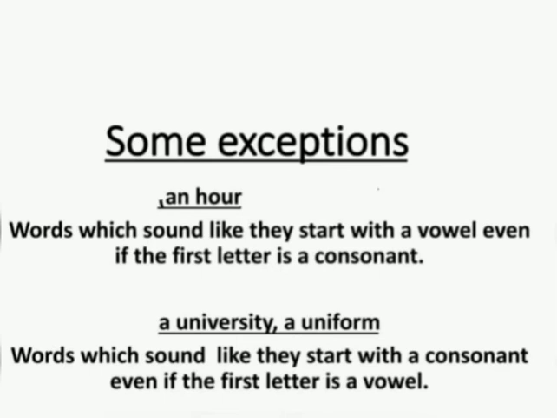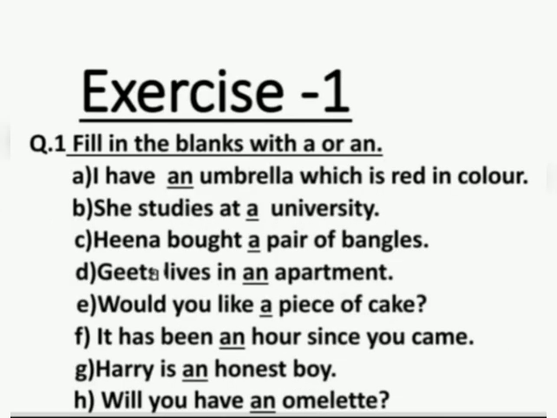In the words university and uniform, though the first letter is a vowel, they sound like a consonant. So we are writing a in front of these words. A university, a uniform. Now let us start exercise number 1. Fill in the blanks with a or an.